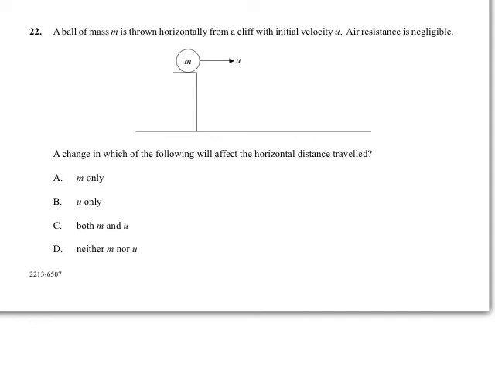A ball of mass m is thrown horizontally from a cliff with an initial velocity of u. A ball of mass m is thrown horizontally from a cliff with initial velocity u. Air resistance is negligible. A change in which of the following will affect the horizontal distance travelled? Because we're dealing with the horizontal distance, the only thing that's going to affect its motion in this direction is a change in the initial velocity.